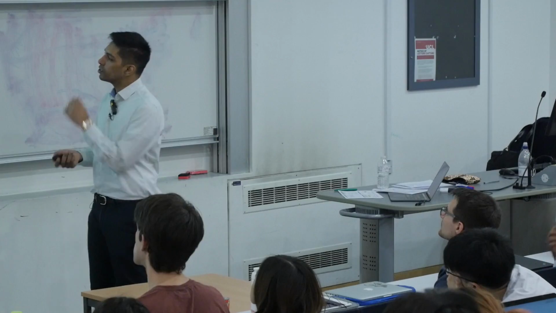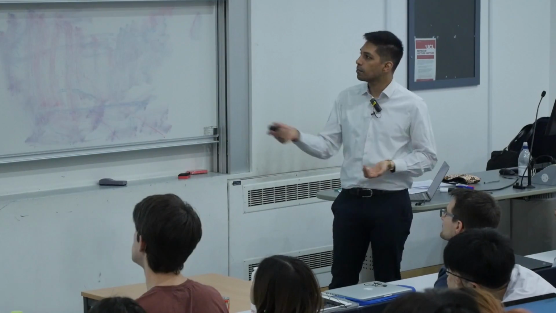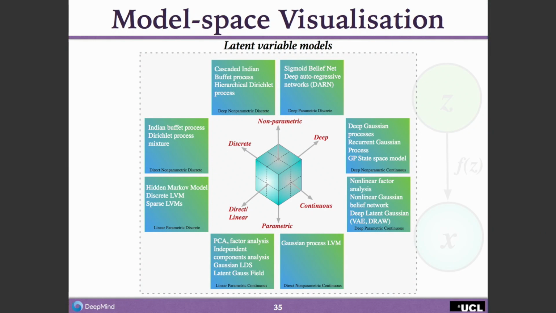We'll just quickly look at this one, but again, there are lots of different dimensions along which you can build a model. You can choose linear models versus deep models. You can choose parametric models versus non-parametric models. You can choose continuous latent variables versus discrete latent variables. And then you can build lots of different models in different cases. So maybe something you haven't thought of or seen before are these deep, non-parametric, and discrete models. There are lots of models in this case.